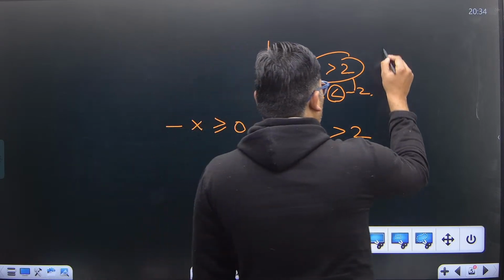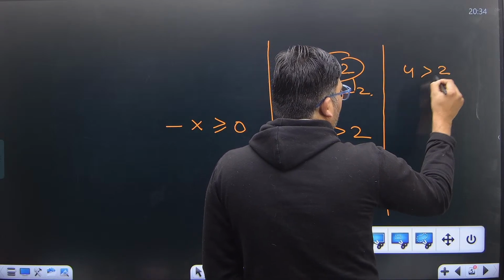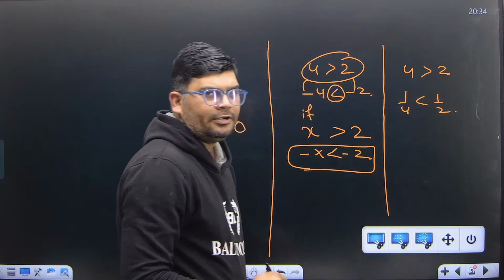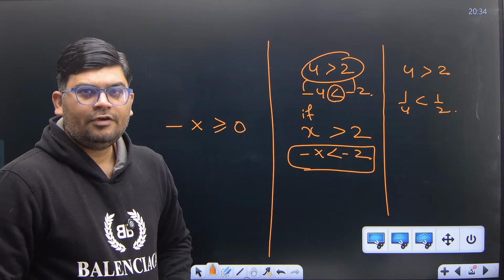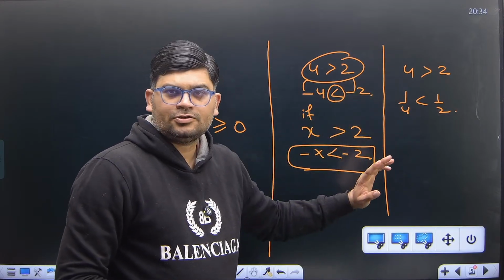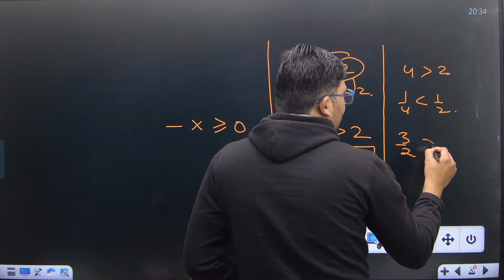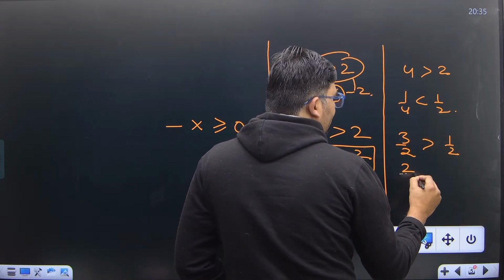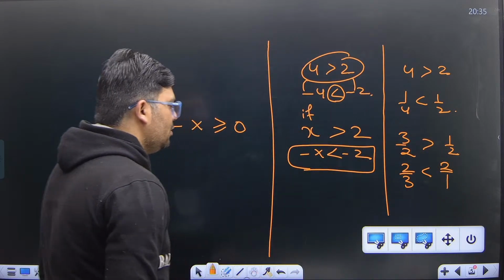Then there is one more rule. So tell me, if 4 is greater than 2, then 1 by 4 is less than 1 by 2. Are you getting it? Yeah. If I take the reciprocal of a number, the symbol will get reversed. So you have to understand this. If I say that 3 by 2 is greater than 1 by 2, then if you reverse this, you will say 2 by 3 is smaller than 2 by 1.